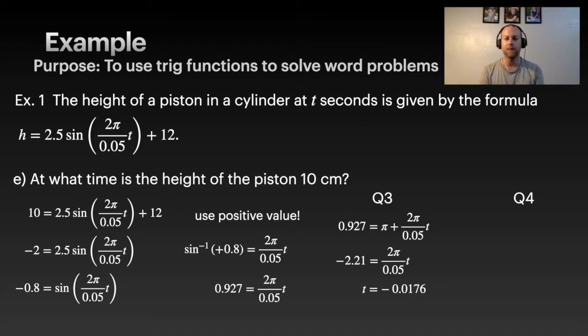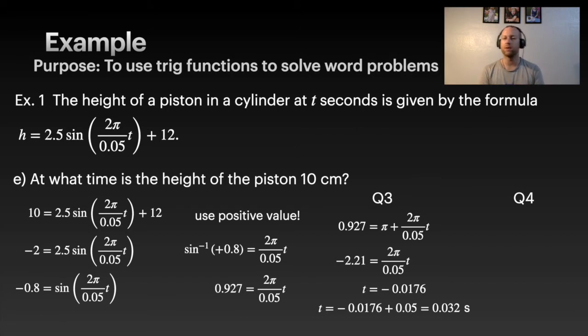So I take this time and add to it the period. We already figured out the period. That was part C, I believe, in this question, which was 0.05. So we add that value, we get t equals 0.032. There we go. This is the positive time for quadrant 3.